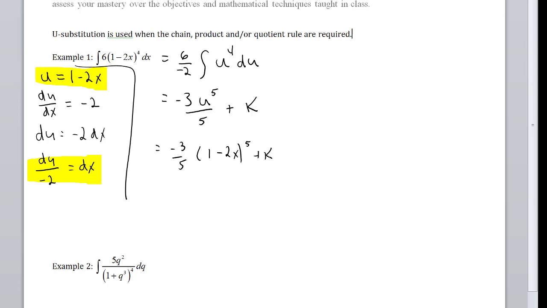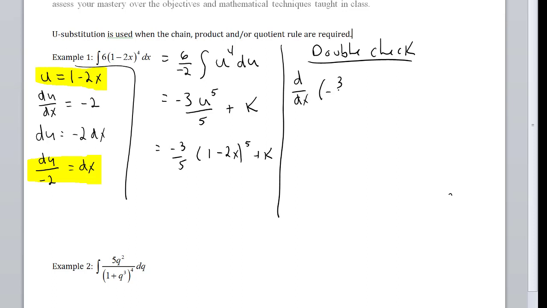If you're unsure, you can double check this by taking the derivative of the answer that you just had. This is good practice because you're going to have some derivatives on the final exam, so you may as well refresh your memory a little bit.